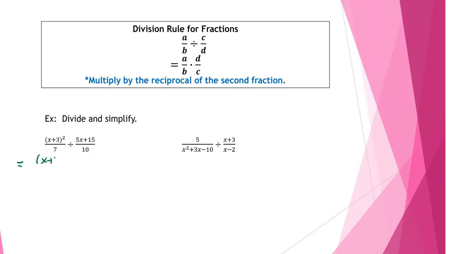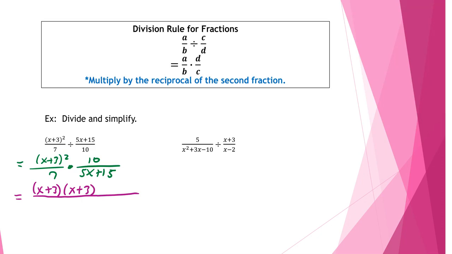I've got x plus 3 to the second power over 7, and then times 10 over 5x plus 15. Notice I have multiplication now. So I can do what I did in the previous problems to simplify these. So I'm going to multiply the square of x plus 3 and 10 together, but I'm going to write in factored form. So x plus 3 to the second power is really x plus 3 times x plus 3. And then 10 is really 2 and 5 multiplying. So you can see I have 1, 2, 3, 4 factors in the top.